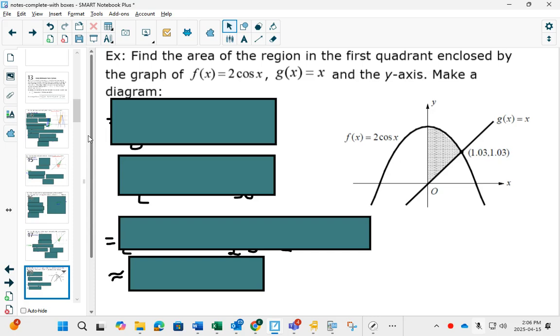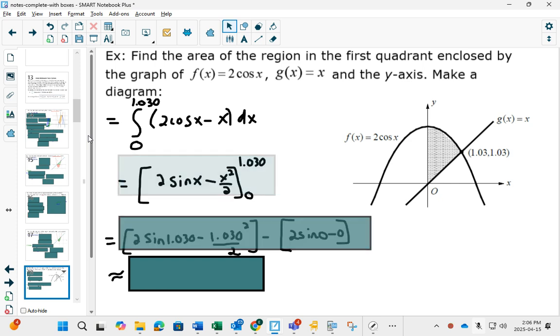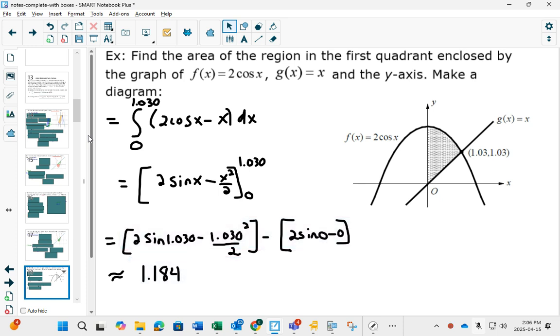Well, it's the area between the curves from here to the intersection point, and that intersection point I would have to get with a calculator. Once I've got that intersection point, I'd plug that in. Probably I would even store that answer as a variable in my calculator, like a, and then make my integral go from 0 to a, and from here, it's just a matter of evaluating things and getting the answer.